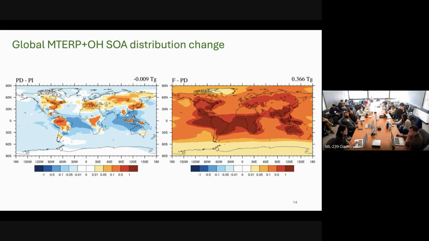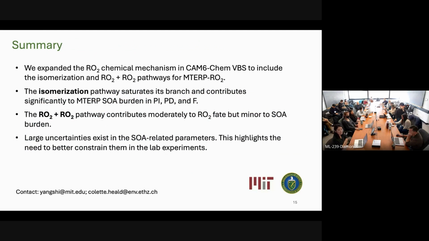And next, just to summarize, in this work, we have expanded the RO2 chemical mechanism in the VBS scheme of Chem6Chem. Basically, we include the isomerization and RO2 pathway for monoterpene RO2s. And we found that the isomerization is quite important. It's actually its own branch, and it contributes quite significantly to the monoterpene SOA burden from the past to the future at all 3 time periods.